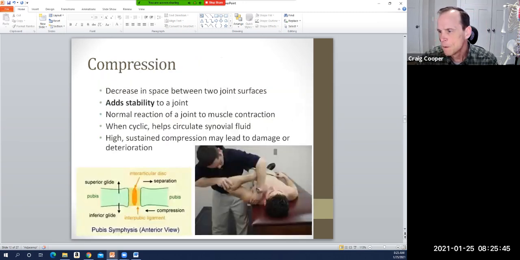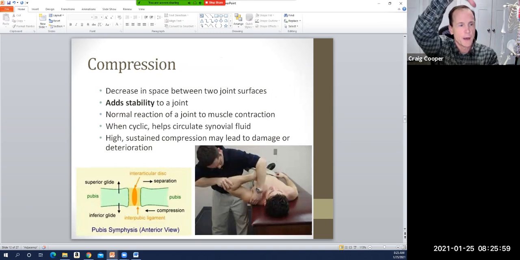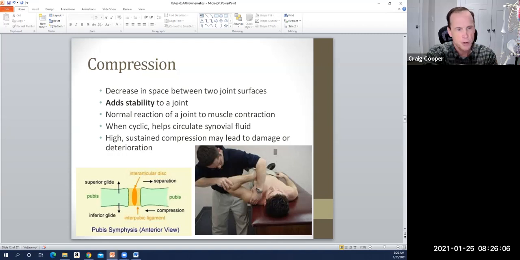All right, compression and distraction. Compression, if it's sustained, is not really considered to be a great thing for the joint. If you're just standing in place and not moving at all, and all your body weight is continuing to push down on all your vertebral segments, your hip, your knee, your ankle, then that's not really a good thing for the joint.